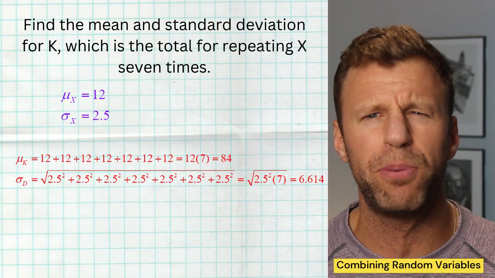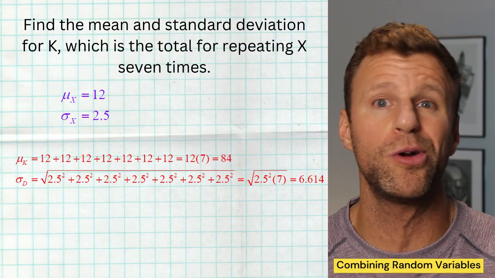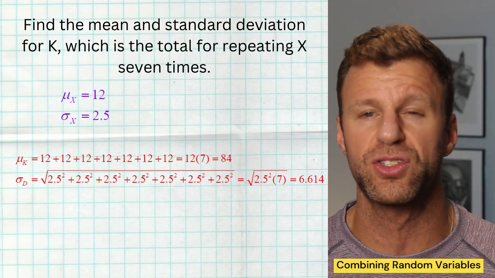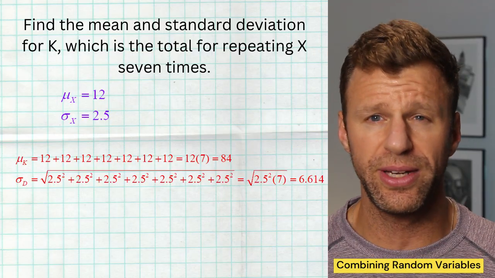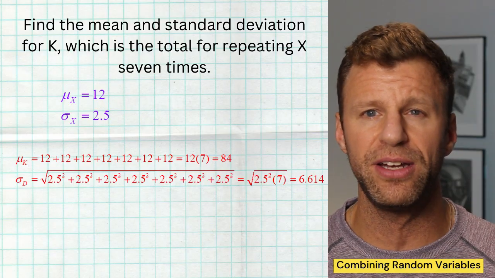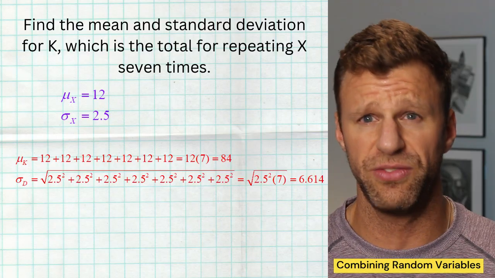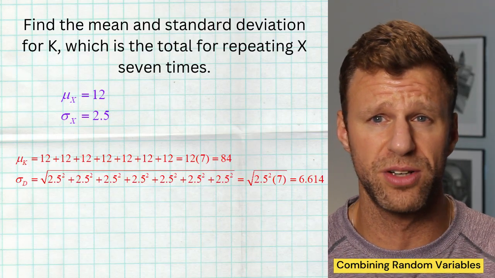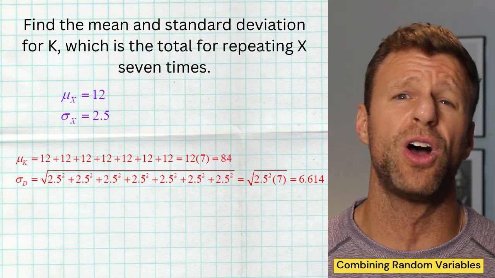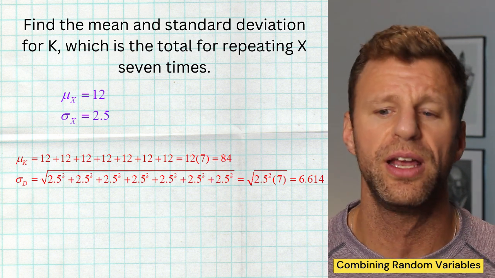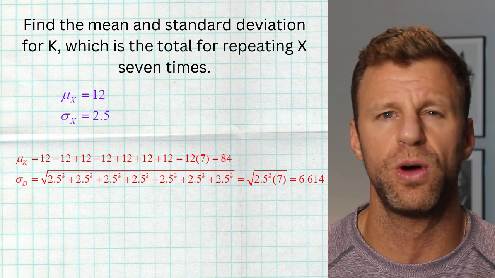But again, why am I putting it inside the square root? Because I have to square root my variance to get back to a final answer for standard deviation. So again, it's basically saying, hey, I got 7 random variables. I got the variance, the variance, the variance, 7 variances, 2.5 squared times 7, square root it all to change all that variation back to standard deviation, and I get my final answer, 6.614.